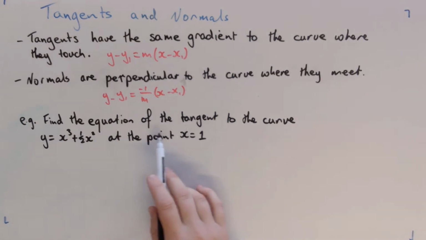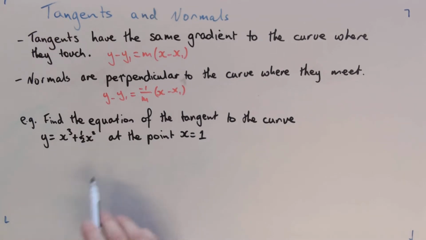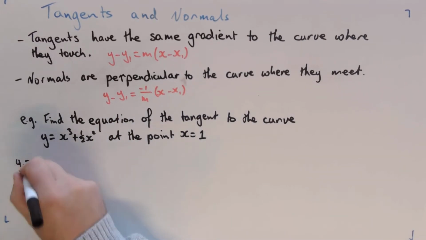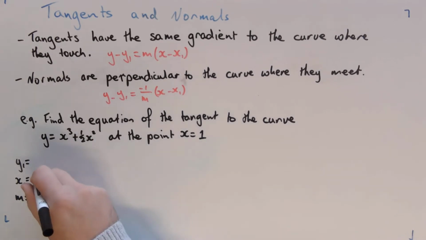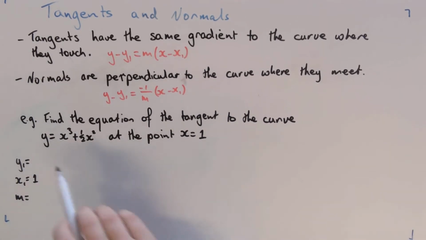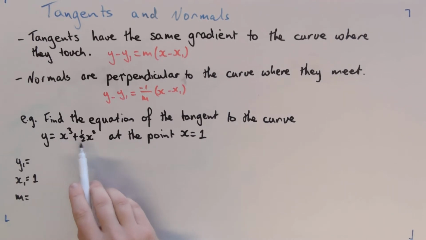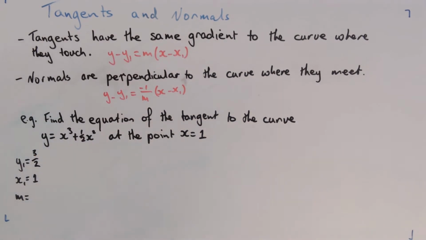Find the equation of the tangent to the curve y equals x cubed plus a half x squared at the point x equals 1. What we need to be thinking is I need to end up with a value for y1, for x1, and for m. Now x1, they tell me it's 1. So we need to work out what y1 is going to be. I need to sub 1 into here. So we're going to get 1 plus a half, which is 3 on 2, or 1.5.